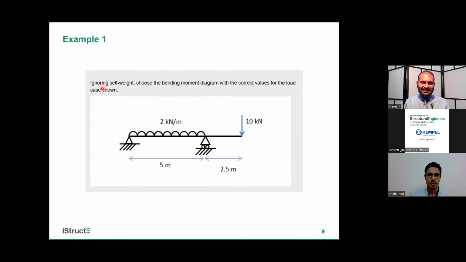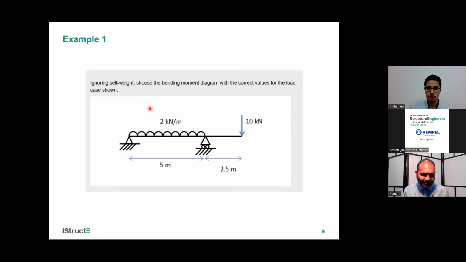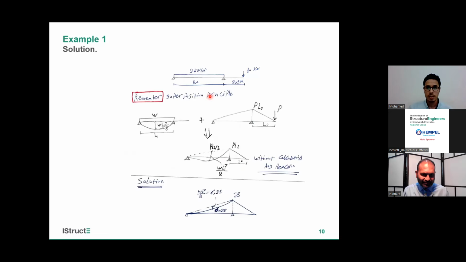Okay, so here in this example, it's a multiple choice. This is the first example. We have a simple beam with a cantilever, and we just need to draw the bending moment diagram. But before we start, I need to remind you about small but important things. We need to remember the superposition principle, which we will use a lot in the exam.